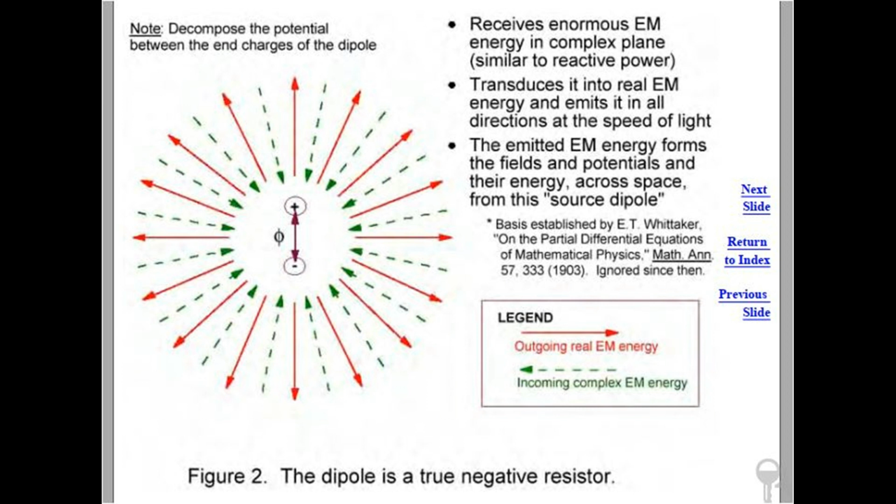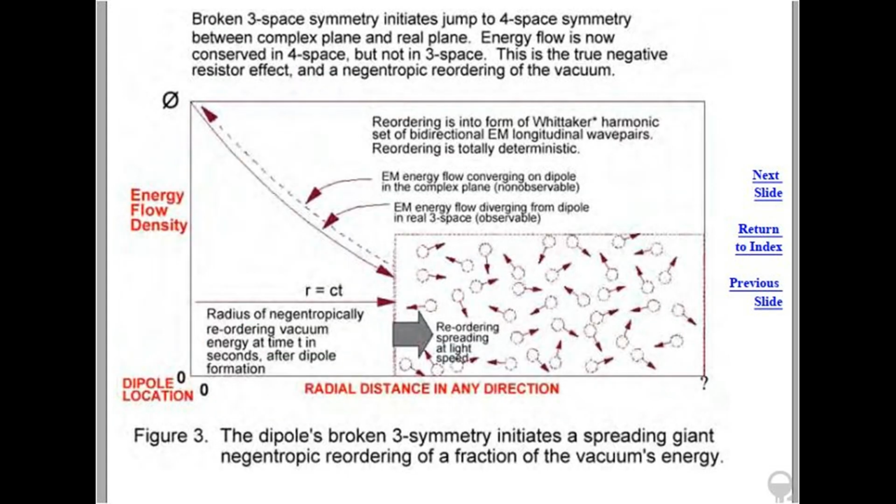Broken 3-space symmetry initiates a jump to 4-space symmetry between the complex plane and the real plane. Energy flow is now conserved in 4-space, but not in 3-space. This is the true negative resistor effect, and a negentropic reordering of the vacuum. Reordering is into the form of a Whittaker harmonic set of bidirectional electromagnetic longitudinal wave pairs. Reordering is totally deterministic. Electromagnetic energy flow converging on the dipole in the complex plane is non-observable.